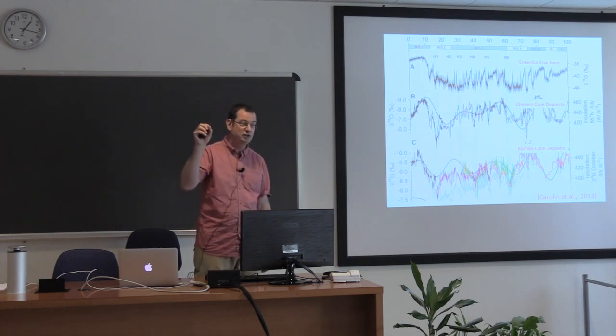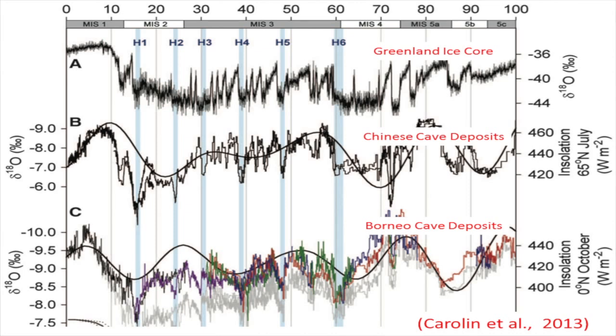The changes that happen at high latitudes were also linked to major hydrologic changes in the tropics. So here, Chinese cave deposits and Borneo cave deposits are interpreted to reflect moisture abundance. And in this figure, they lined up these Heinrich events, which are in blue, and these major drying events in the tropics. It's not so clear whether every abrupt transition is also accompanied by a major hydrologic event in the tropics, but certainly there's enough evidence to suggest that these changes were not just confined to the polar regions, but were global in scale, and we don't quite have a great explanation for these events.